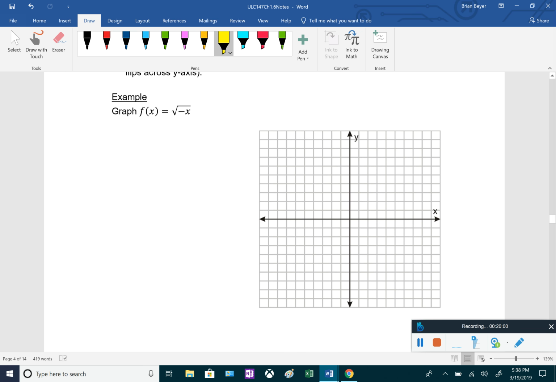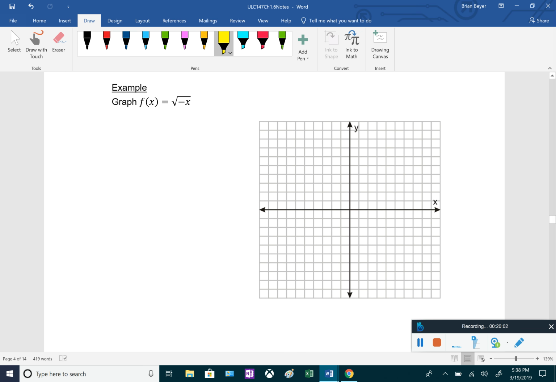So for example, let's graph f of x equals the square root of negative x. So once again, let's identify the basic function. There's a square root here, so that means our basic function is just going to be the square root of x.